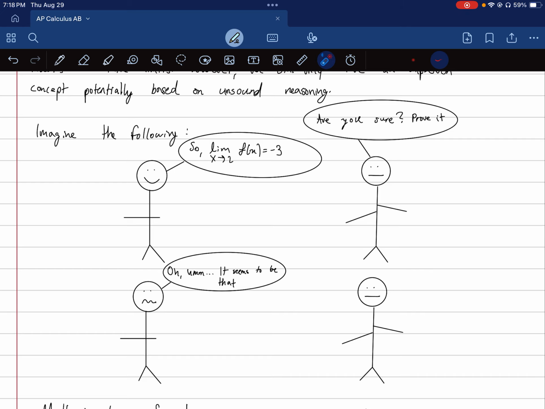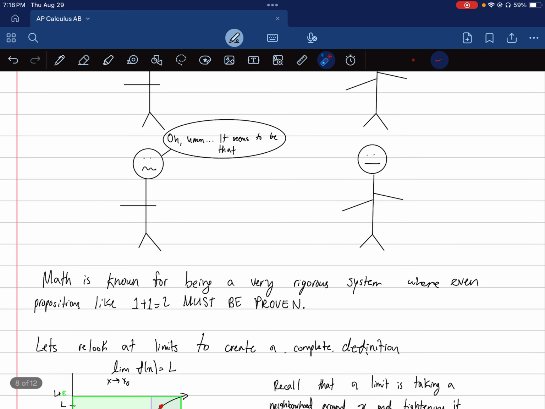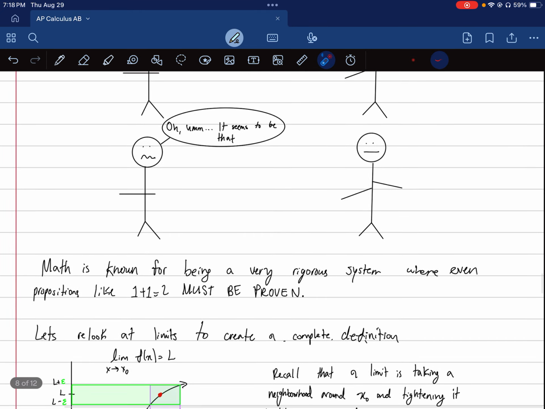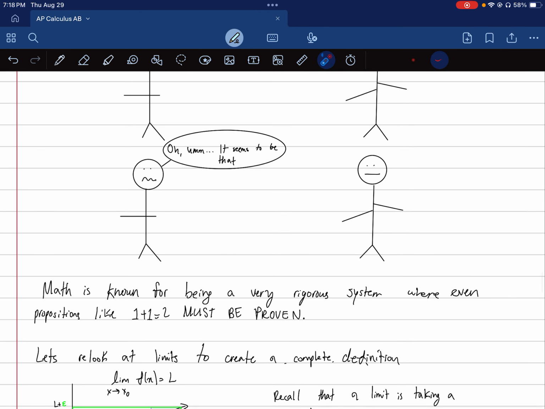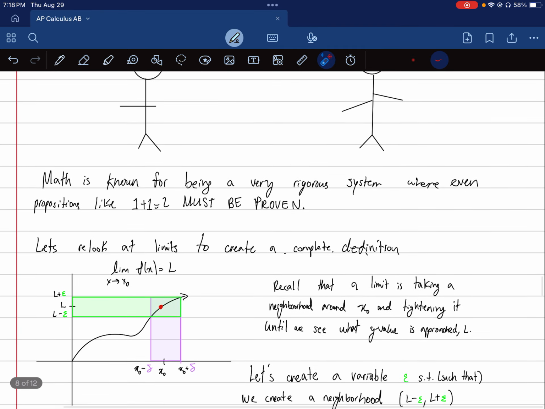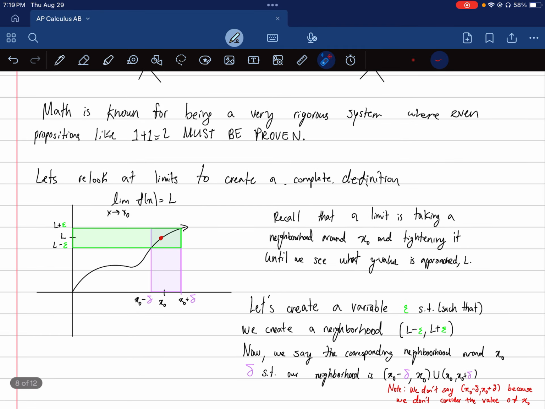Right? And right now, as it stands, the best thing you could say is, it seems to be that, right? If I take values very close, it seems to go very close, but we haven't proven that it does actually go infinitely close. And math is known for being a very rigorous system, where even propositions like 1 plus 1 equals 2, things that we take to be so trivial, must be proven. So let's relook at limits to create a complete definition.